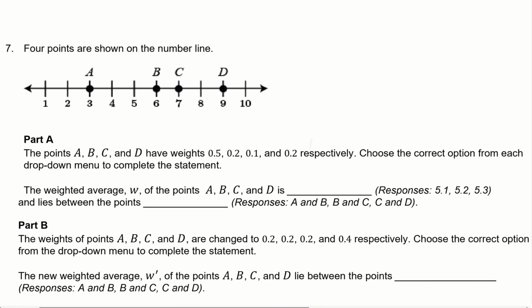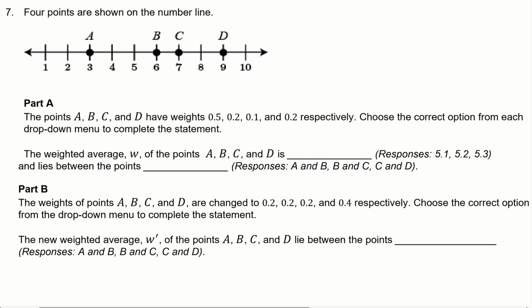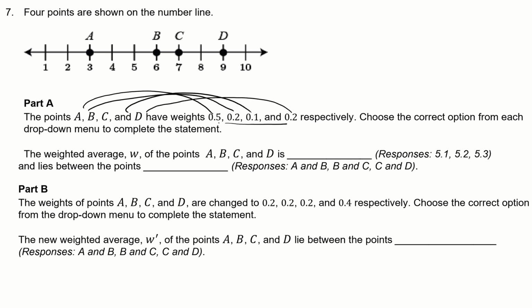All right, so number 7. 4 points are shown on the number line. Points A, B, C, and D have weights given here. So those are the weights for A, B, C, and D. Choose the correct option, the weighted average. Okay, so let's do the weighted average.